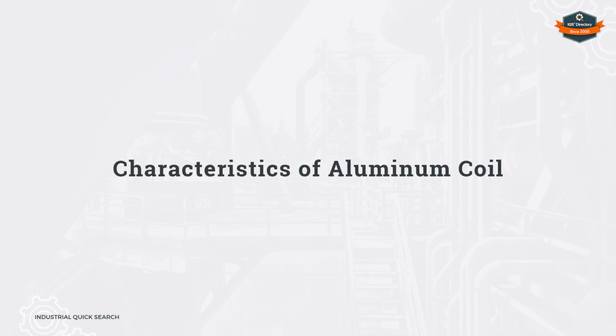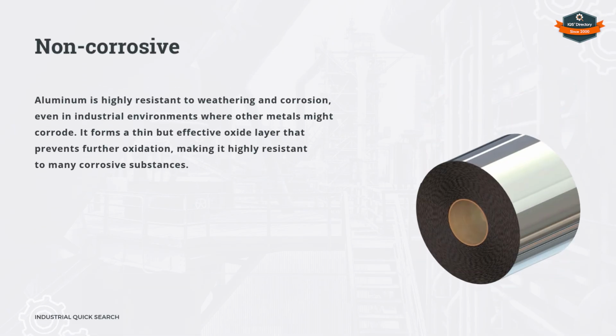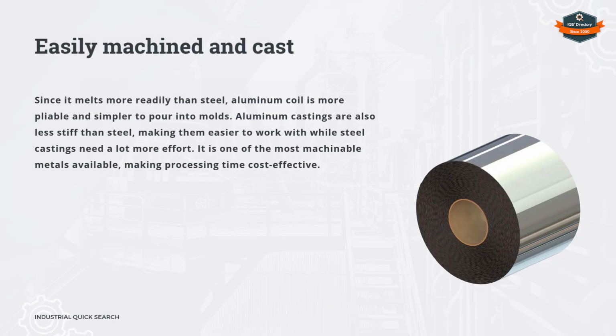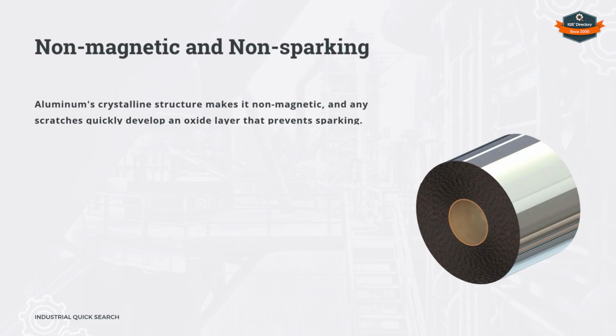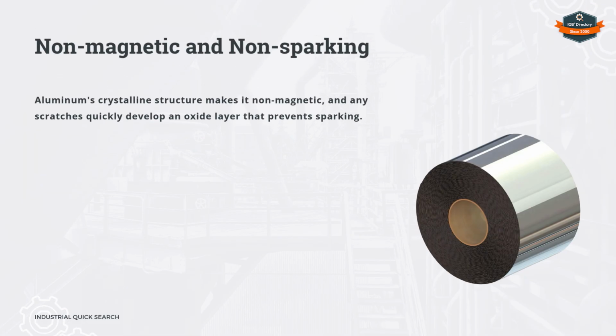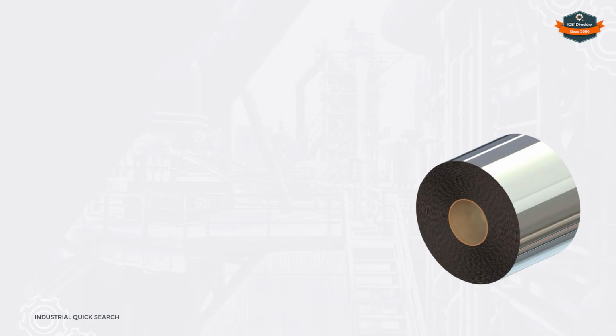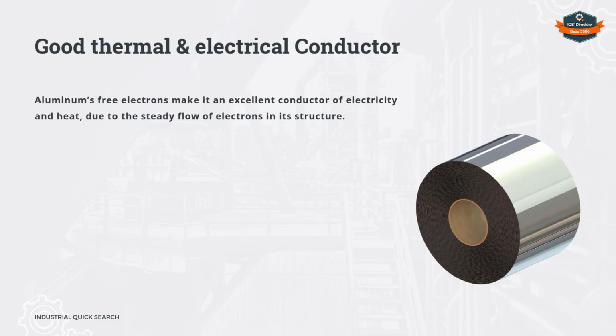Characteristics of aluminum coil. Non-corrosive. Easily machined and cast. Lightweight yet durable. Non-magnetic and non-sparking. Good thermal and electrical conductor.